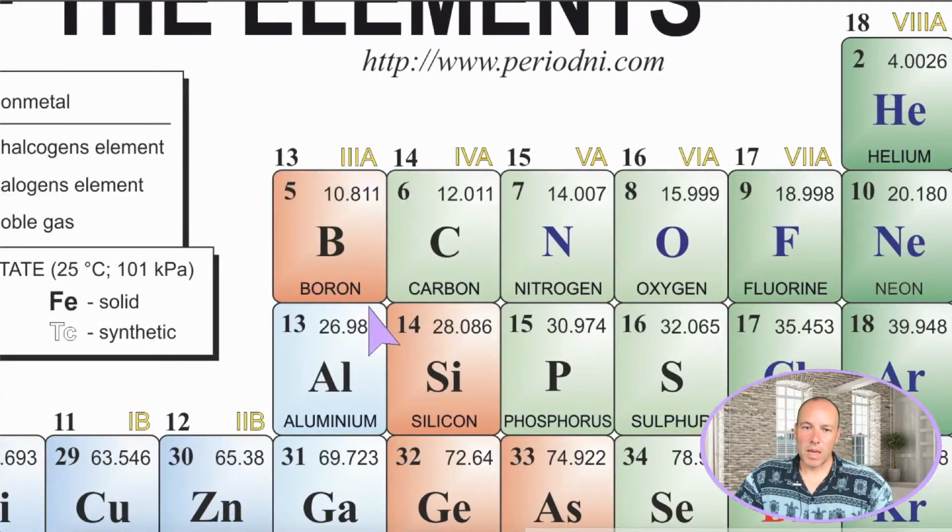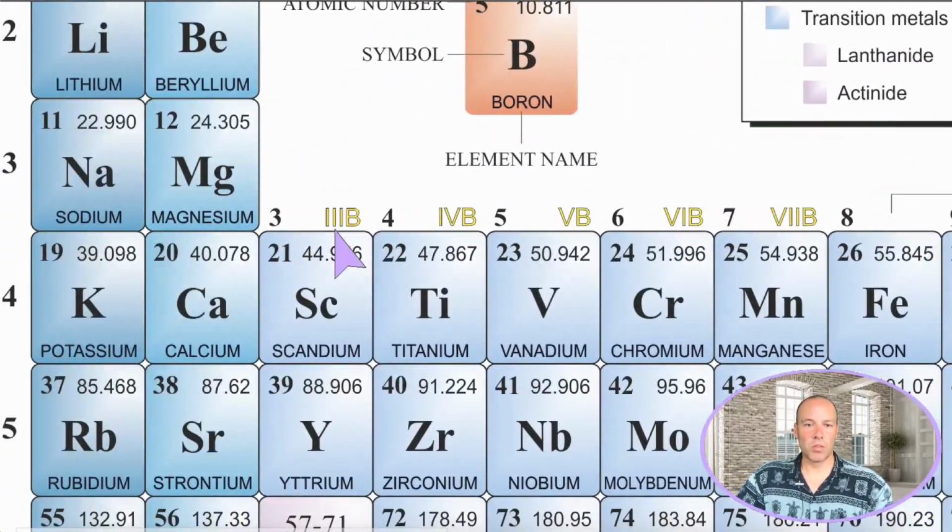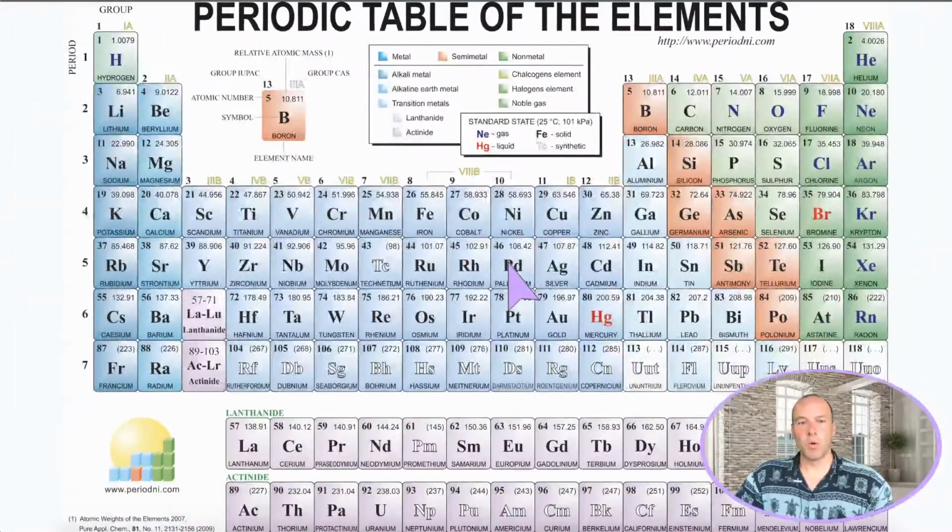And then 3A, 4A, 5A, all the way up to 8A. And then you can go through the B's. This is 3B, 4B, 5B, and so on. There's an important reason for that alternative group numbering scheme that we may mention in the next video. But for now, the rows are the periods and the columns are the groups.